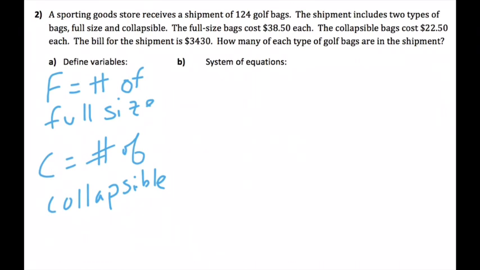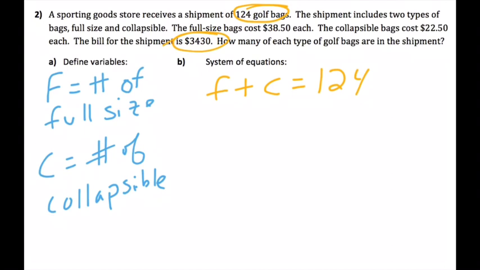Okay, I have two totals on here. There's 124 golf bags altogether, and the total bill was $3,430. So to show that the total number of bags is 124, I'm going to take the number of full size plus the number of collapsible, and that's going to equal 124 total.